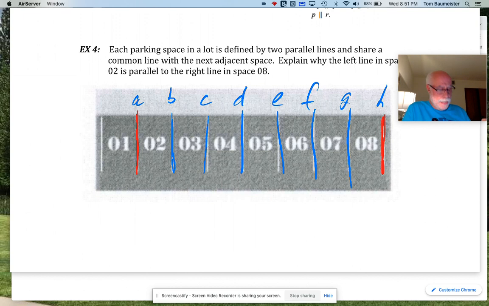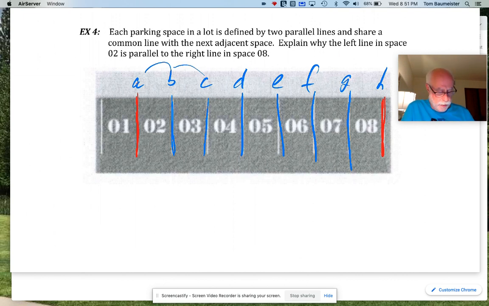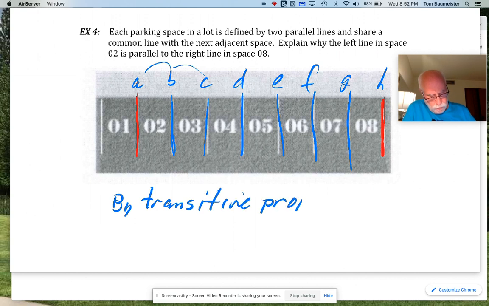Let's think about it again. If A is parallel to B, and B is parallel to C, then I could say A is parallel to C, right? I can keep doing that and so on. So how can I explain that they are? It's just by the transitive property of parallel lines.